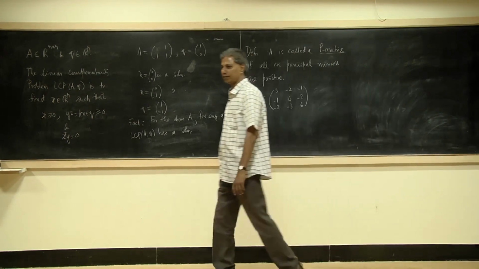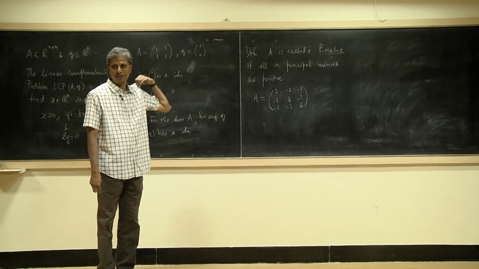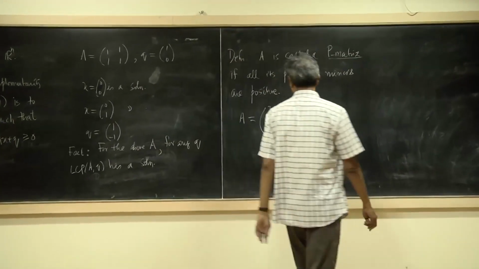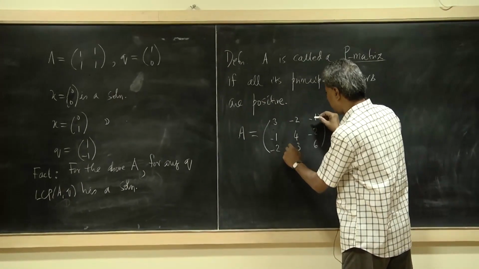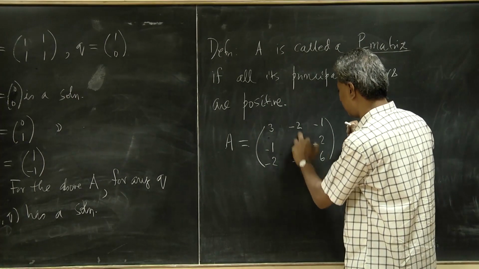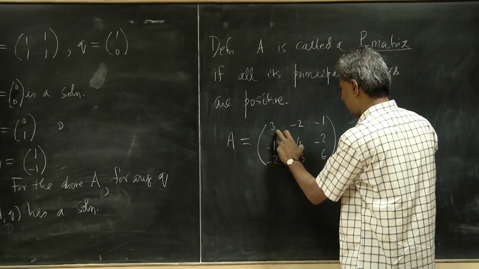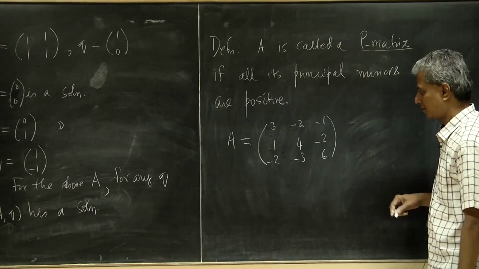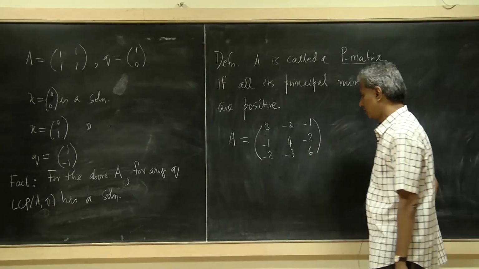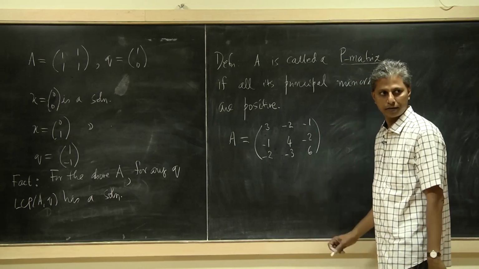I've just randomly written a matrix and I'm claiming that this is a P matrix, but you can verify that the principal minors are positive. Is that okay? So first of all, what are the principal minors? Delete the first row, first column: 24 minus 6. Then delete the second row, second column: 18 minus 3. Delete the third row, third column: 12 minus 2. So all those are positive. Diagonal entries are of course principal minors. They are all positive. I leave it for you to verify that the determinant is positive. So this is a P matrix.